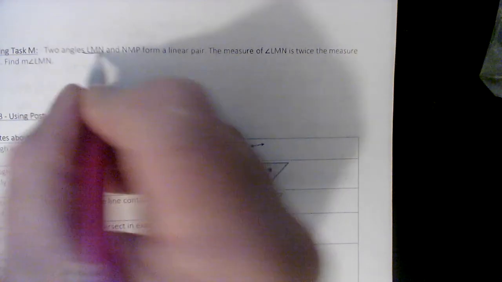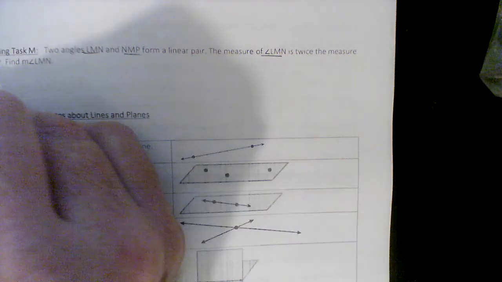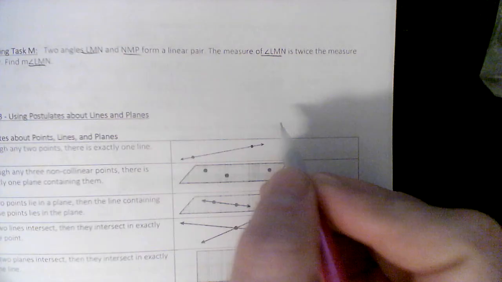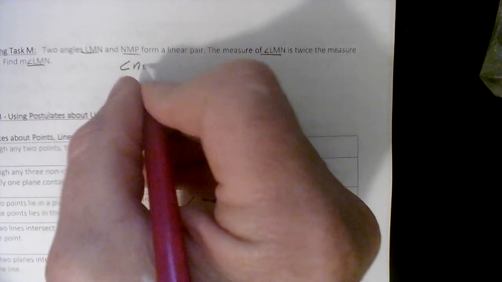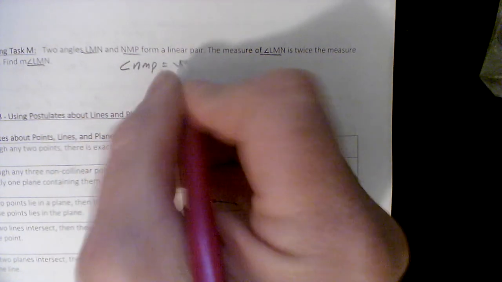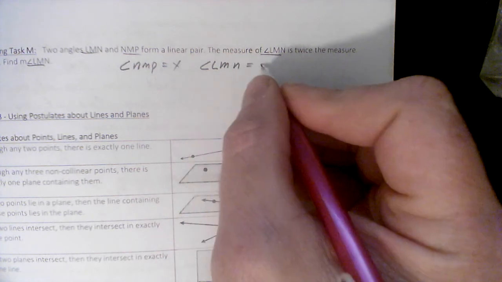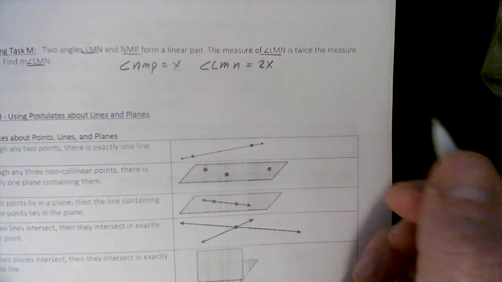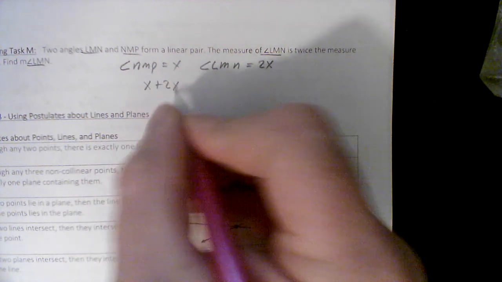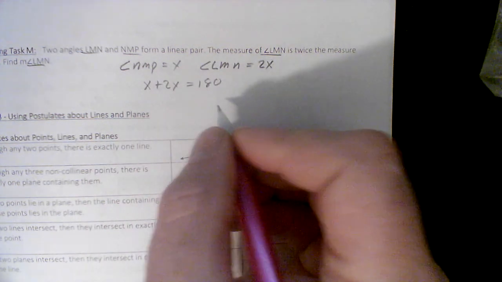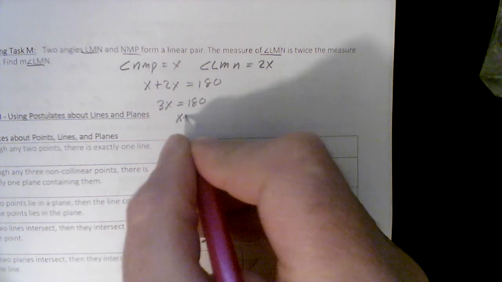Alright, 2 angles form a linear pair. The measure of LMN is twice the measure of NMP. Find LMN. So if the measure of NMP is x, then the measure of LMN is twice that. It's 2x, right? So we're going to say the first one plus the second one equals 180, which gives me 3x equals 180, and x is 60.